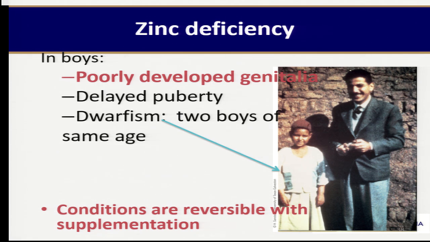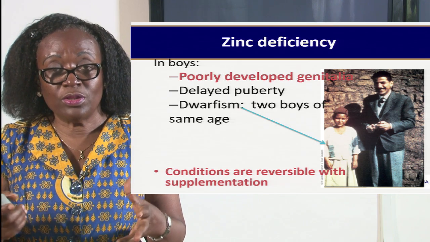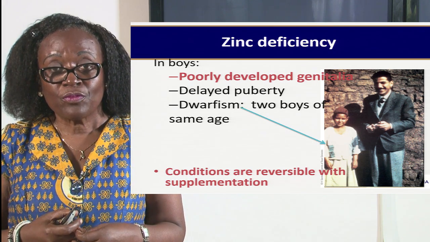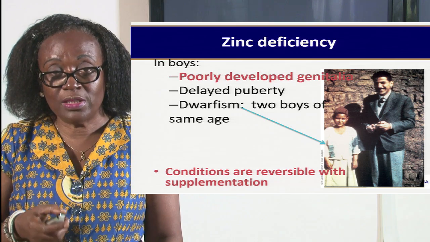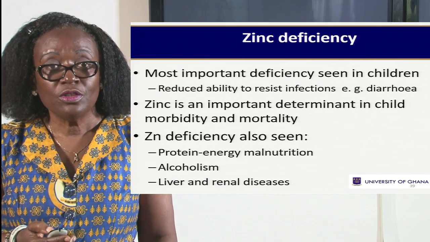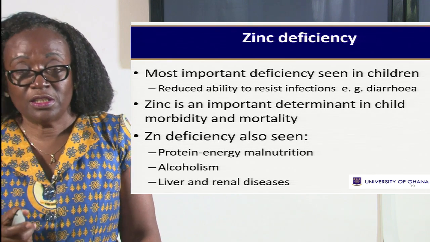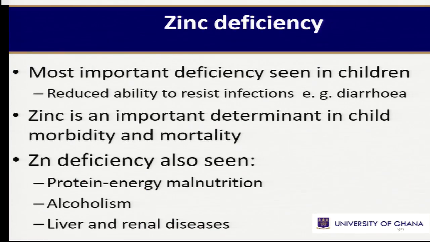And when you look at the two individuals we see on the screen, they are supposed to be of the same age. But look at them, dwarfism, because the other one was lacking zinc. So zinc deficiency is a challenge. And recently, it's also been associated with diarrhea. No? So if there is infection, when one is zinc sufficient, it can reduce the diarrhea.